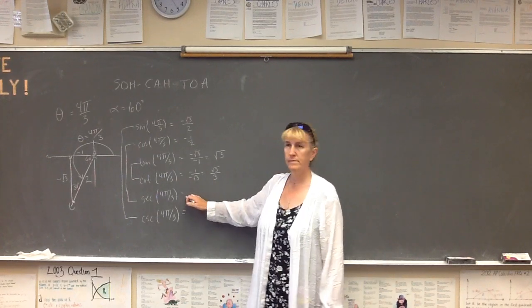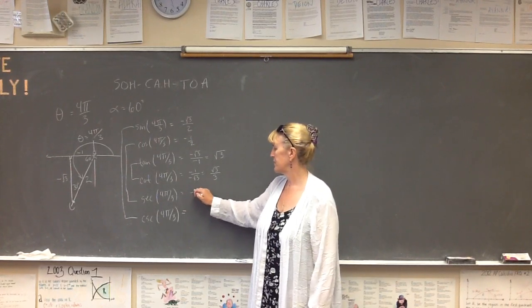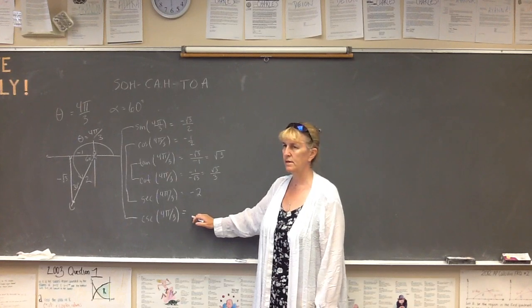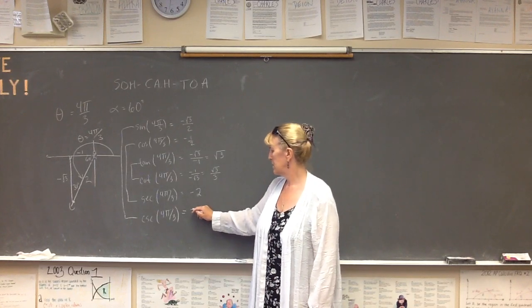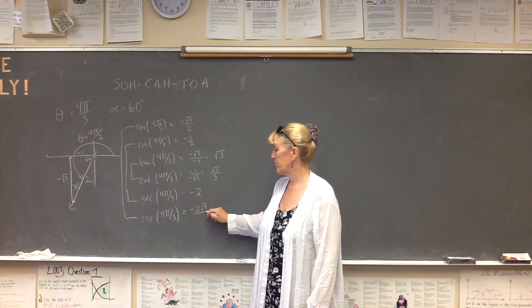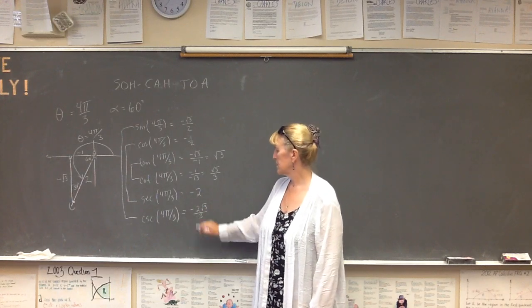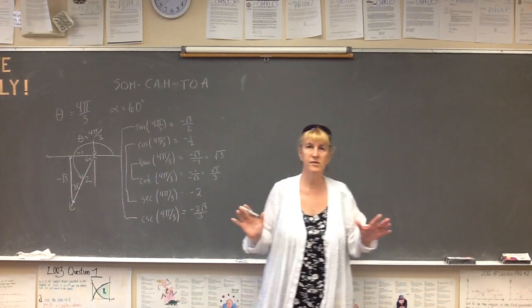Secant 4 pi over 3? Negative 2. Cosecant 4 pi over 3? Negative 2 root 3 over 2. Over what? Over 3. Over 3. Anybody want to ask a question on this one?